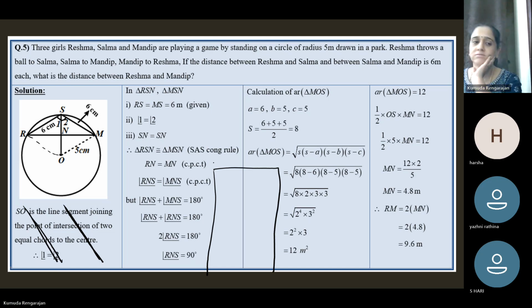Ready with just the diagram. Okay, leave some space. Maybe I'll share the image on WhatsApp. You can complete it later. Written the question, all of you? Yes. Yeah, now let's start.